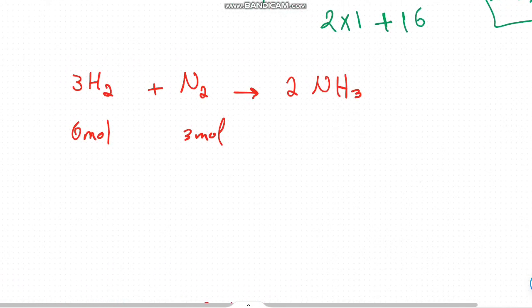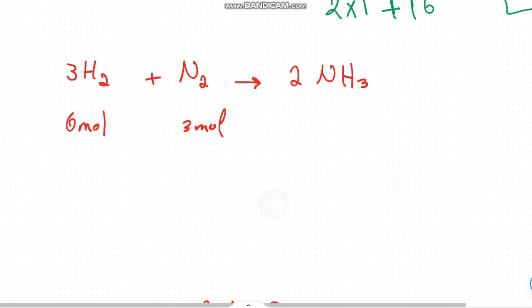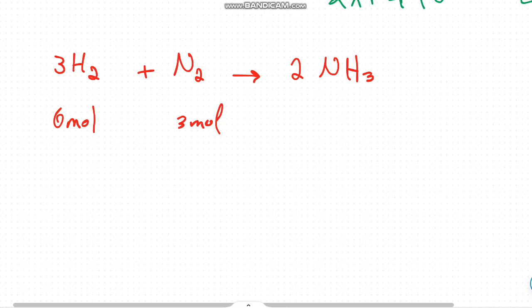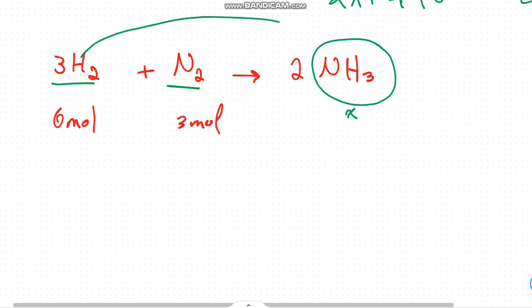This is a limiting and excess reactant question, just to determine which one is limiting, which one is excess. If we have two reactants and I'm asking to find how many moles of ammonia will be formed, which one should you use? The ratio, is it between hydrogen and ammonia or nitrogen and ammonia? You have to check the two ratios. The first ratio is hydrogen and ammonia, the second ratio is nitrogen and ammonia. The one that gives me the smaller amount of ammonia is the limiting reactant.